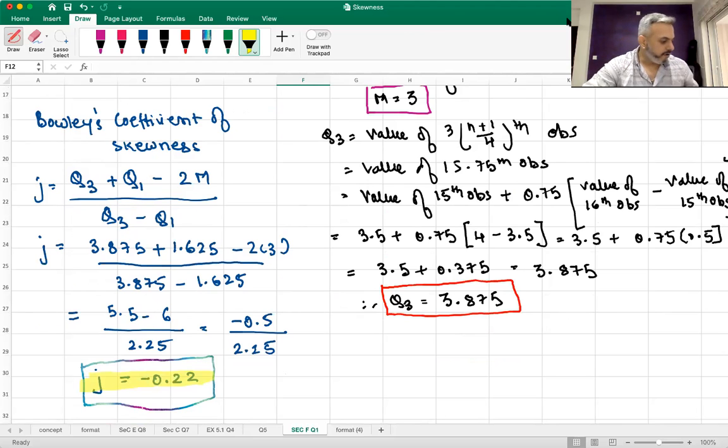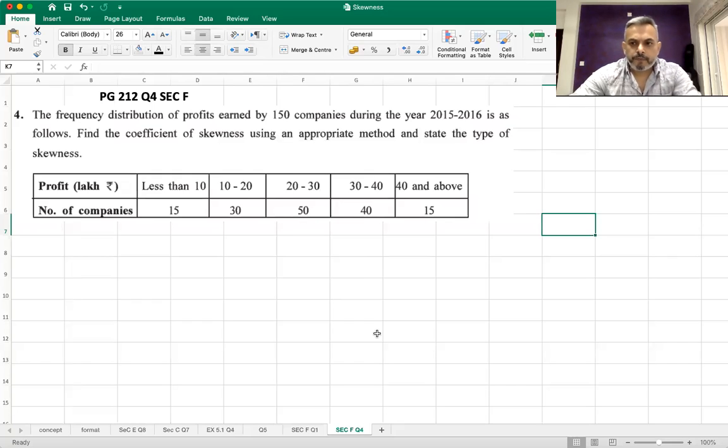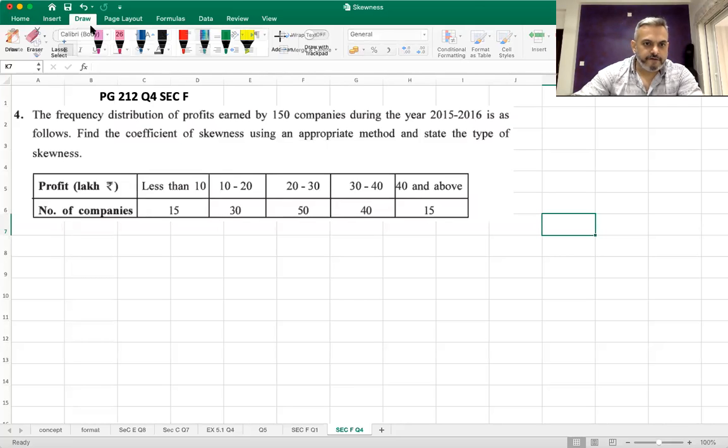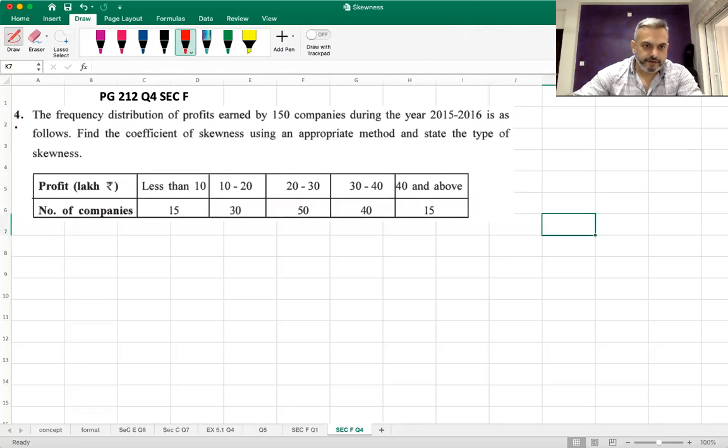Again, the question is from the textbook. We are going to do question number 4. Mark it important for exam. Now, question number 4. Please mark it important for your exam. Very important. It can come in your exam, or a similar sum can come.